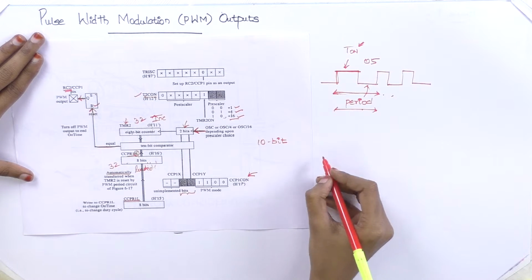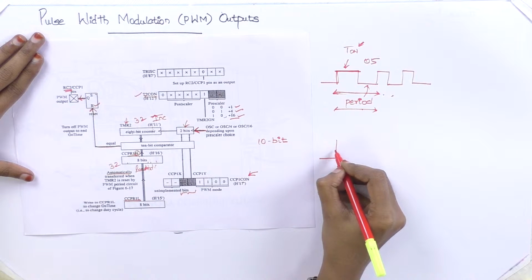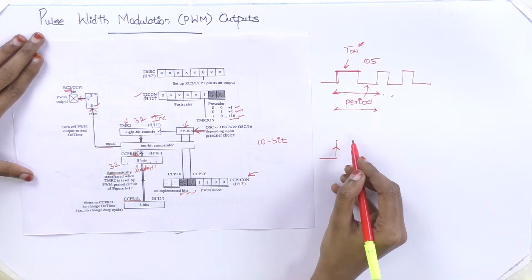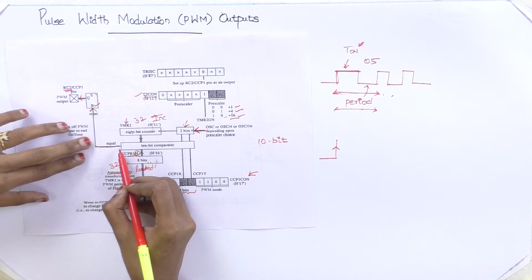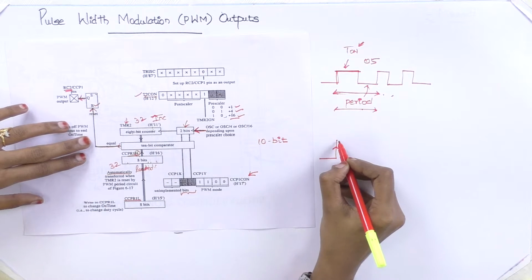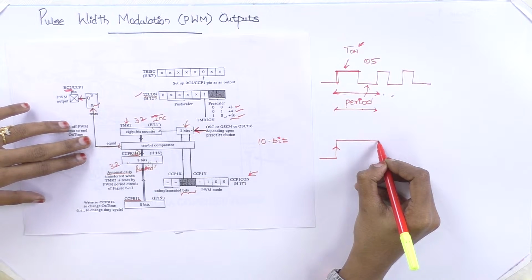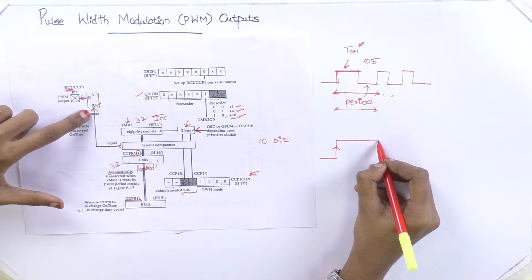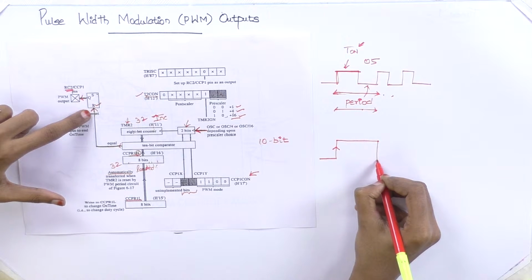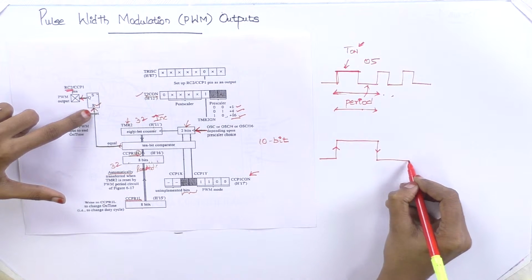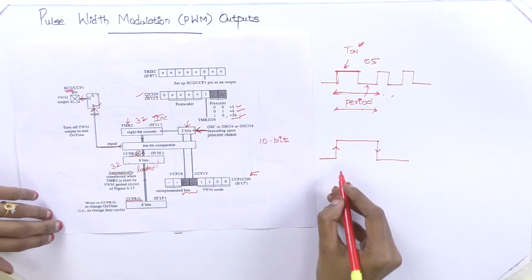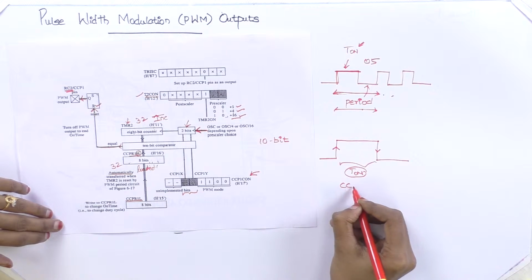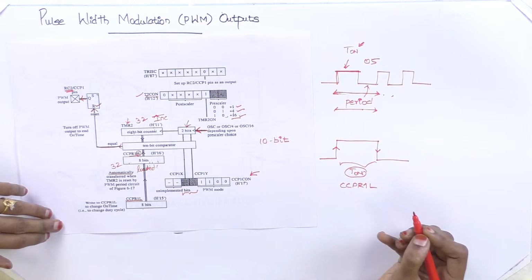What will happen? Because of the previous circuit we have discussed, we will get the rising edge. That means it will be set, so the output will be high. During this period, until the match is found, this high will be retained. Once the match is found, I am giving input to the reset pin, so this signal will be reset with the value 0. This is the T on period, and this value is given in the CCPR1L register.